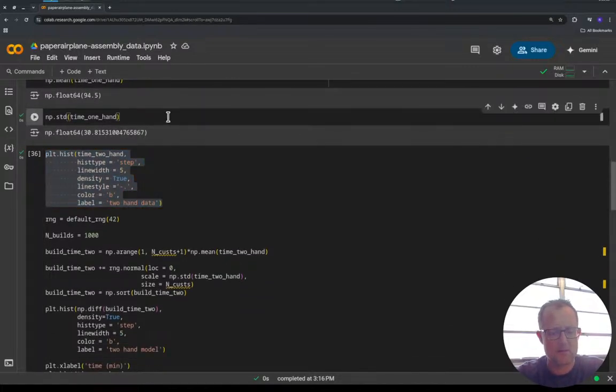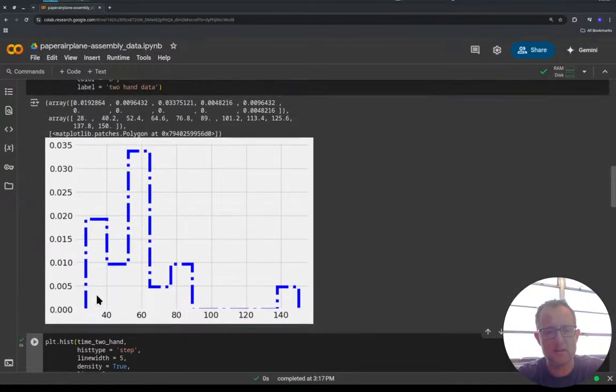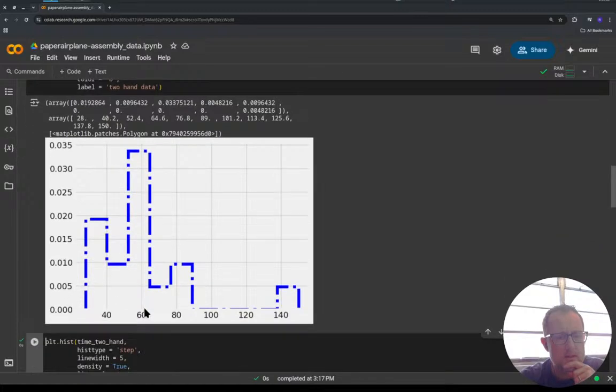So let's grab this, and we'll just look at, for a two-hand, what does it look like with two hands? 20% of our data is less than 40 seconds. Or wait, 20%? Yeah, or no, 0.02, density true. So not 20%, 2%. 2% of our data was that 30 to 40 seconds. 1% was around 40 to 50 seconds. We had a little more than 3% of our data.